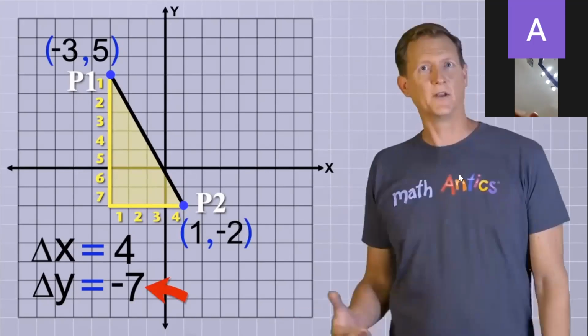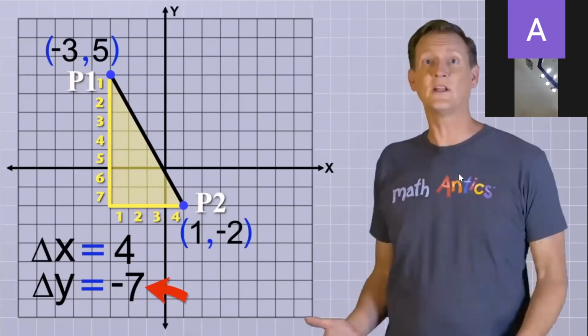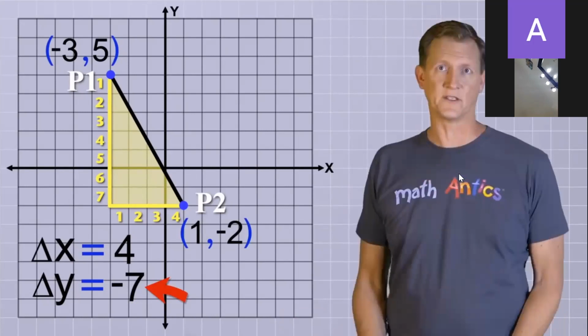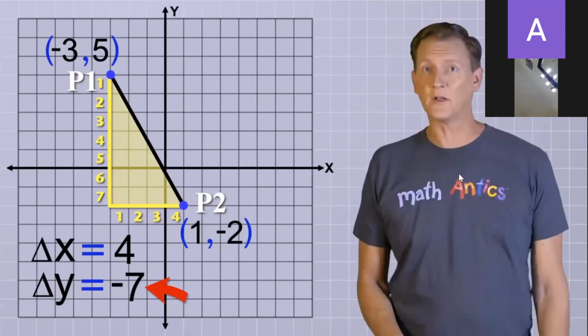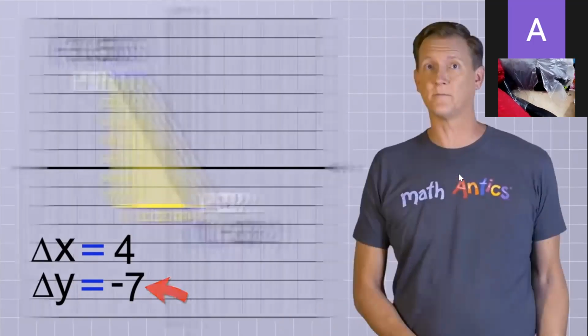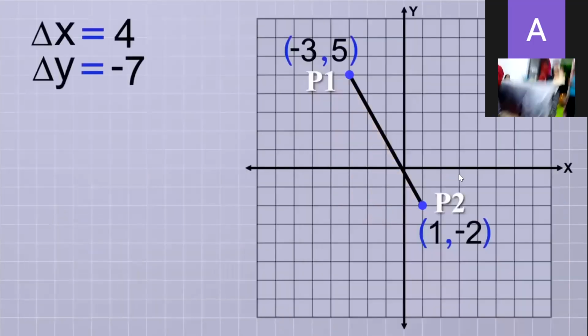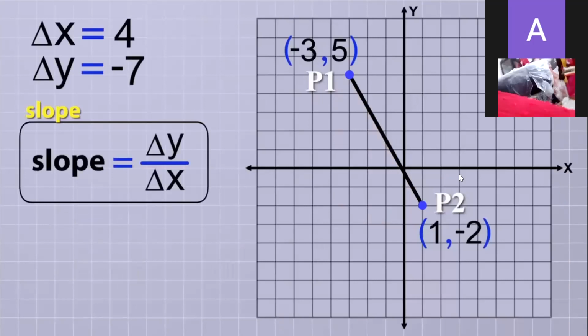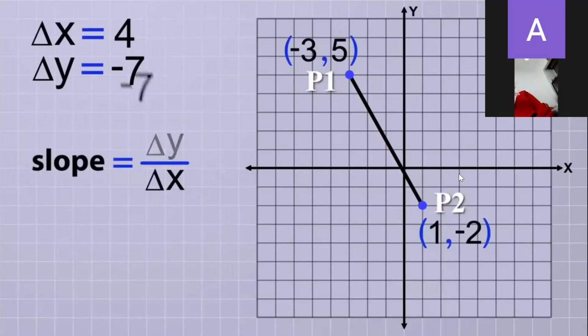The lengths of the triangle sides are really the absolute values of the deltas. But the signs of the deltas are important because they help us get the correct slope, since a slope can be positive or negative. Now that we have the deltas, let's plug them into our equation for slope. Slope equals delta y over delta x, which would be -7/4.